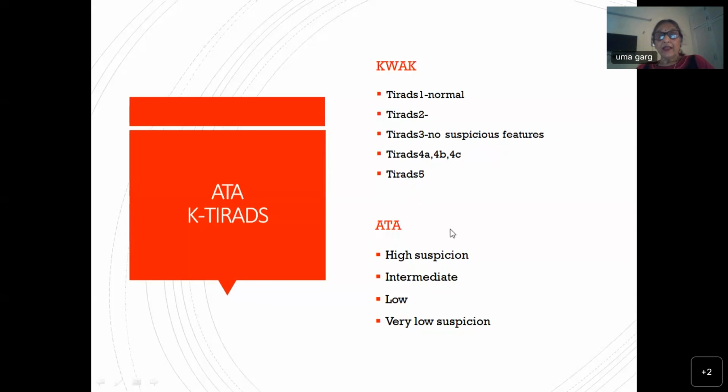Then the American Thyroid Association also divided based on the same characteristics. They have divided the nodules into high suspicion, intermediate, low, and very low suspicion.